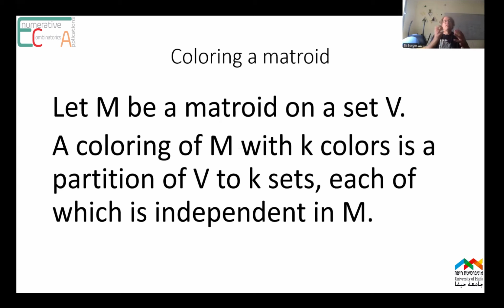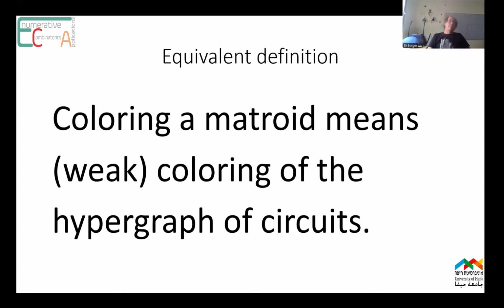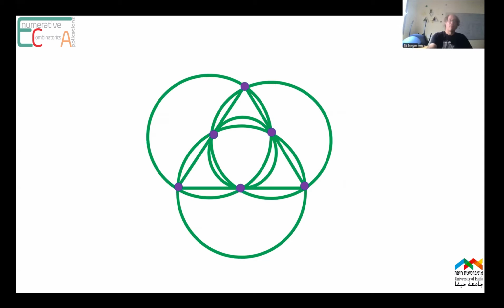It means that we partition the set of vertices such that each part is independent, and it's the same as weakly coloring the hypergraph of circuits, meaning that no hyperedge is monochromatic. So this is an example, and by coloring it, we color it when no edge is monochromatic. So here, the chromatic number is 2.